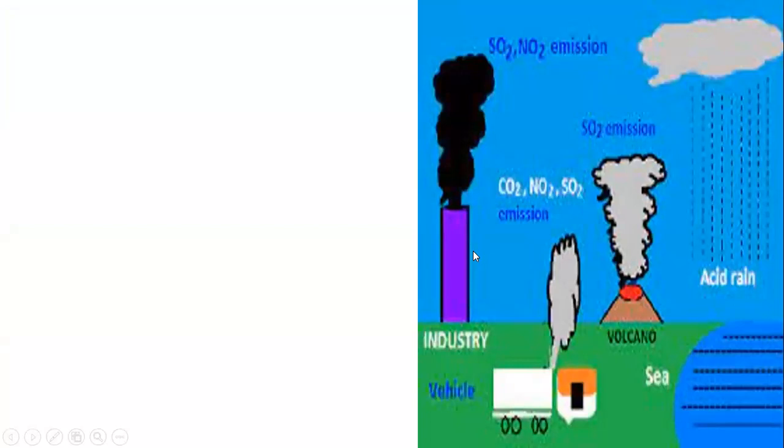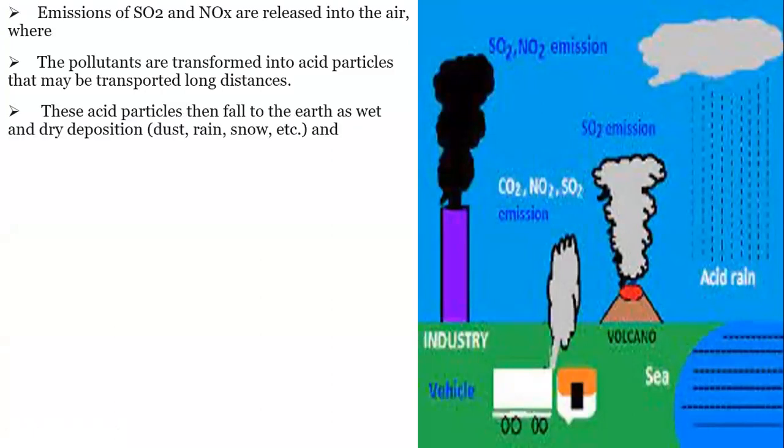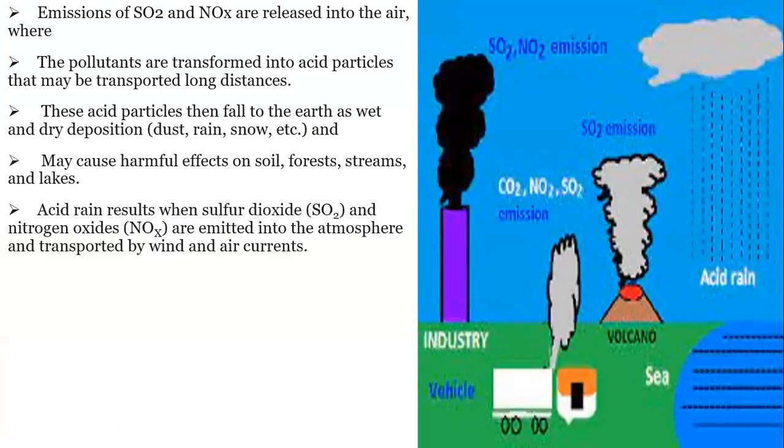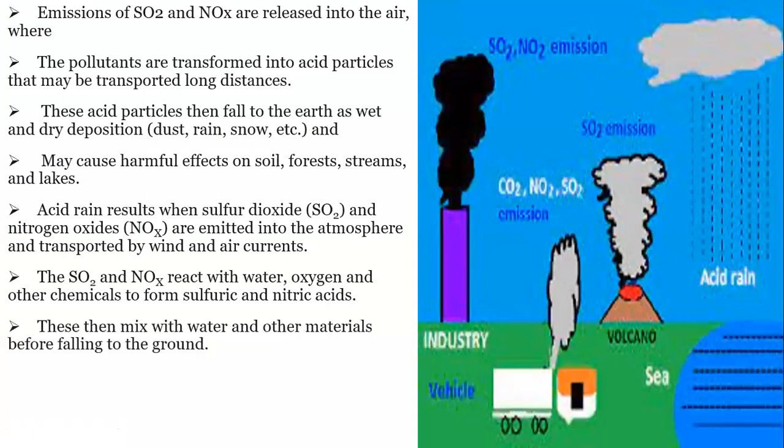Now, with this background, let's see how SO2 and NOx react with water, oxygen, and other chemicals to form sulfuric acid and nitric acids. So these mix with water and other materials before falling onto the ground. While a small portion of the SO2 and NOx that cause acid rain is from natural sources such as volcanoes, most of it comes from the burning of fossil fuels.